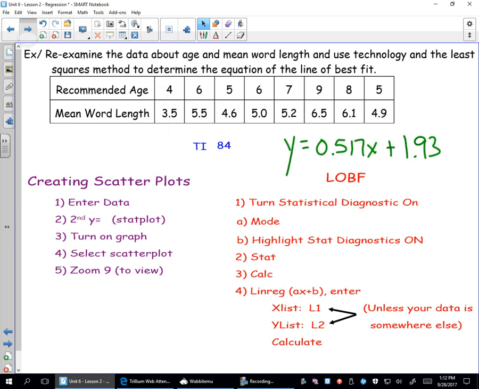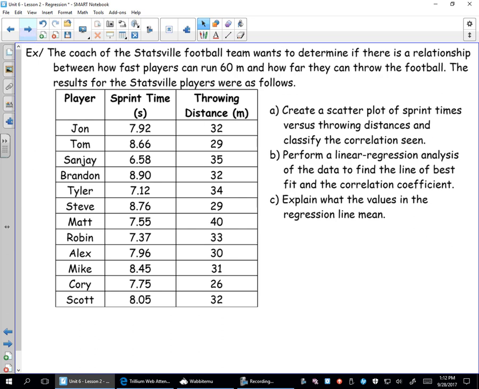So our next example, right here. The coach of the Statsville football team wants to determine if there's a relationship between how fast players run and how far they throw the football. And here's the results. So we're going to create a scatter plot. We're going to classify our correlations. We're going to say positive, negative, weak, moderate, strong. We're going to do our linear regression, find the line of best fit and the correlation coefficient, and then we're going to explain what they mean.